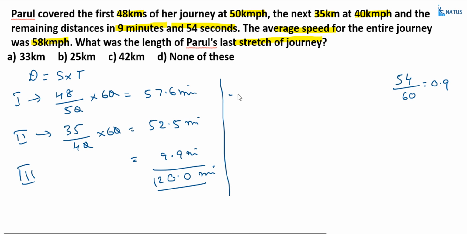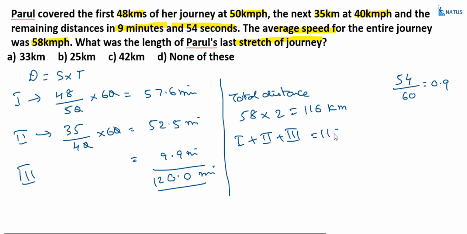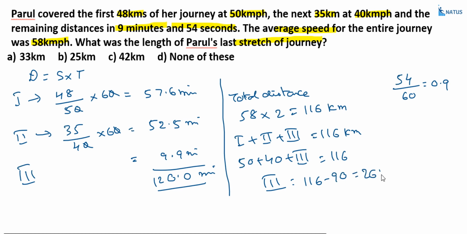So what is the total distance? Total distance is equal to speed, that is the average speed 58, into the total time, that is 2, equal to 116 kilometers. That means the first one, second one, and the third one together is equal to 116 kilometers, right? And what is the first one? That is equal to 50. And what is the second one? That is equal to 40 plus the third one is equal to 116. And what is the third distance? That is equal to 116 minus 90. So that is equal to 26 kilometers.